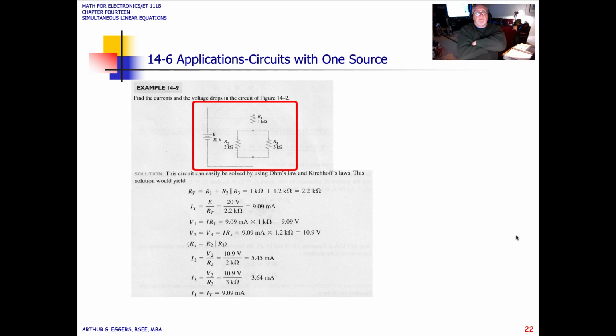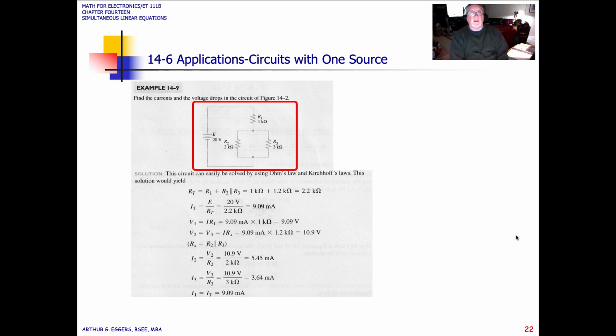So in this example, we've got a simple series parallel circuit, 3 resistors, 2 in parallel, and we're asked to find the currents and the voltage drops in the circuit. So R1 is a 1K ohm resistor, R2 a 2K ohm resistor, R3 a 3K ohm resistor, and we have an applied source of 20 volts.